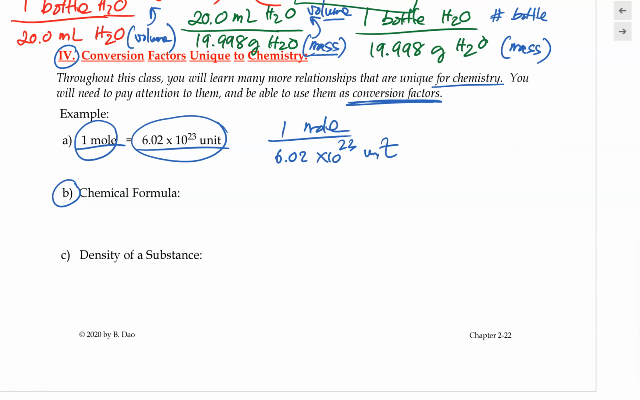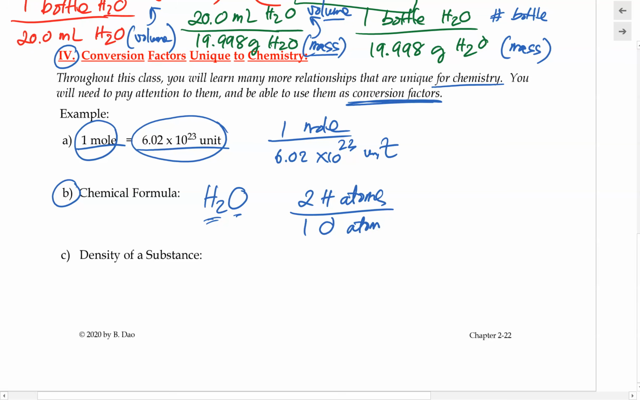Another source of where we can get conversion factors from would be the chemical formula of a substance. So given the chemical formula of a substance, we can also write a lot of conversion factors. For an example, let's say the chemical formula of water is H2O. From here, we can say the following. For every 2 hydrogen atoms, there's 1 oxygen atom, right? And so 2 hydrogen atoms equal to 1 oxygen atom in water. So therefore, we can now write the following. 2 H atoms over 1 O atom.